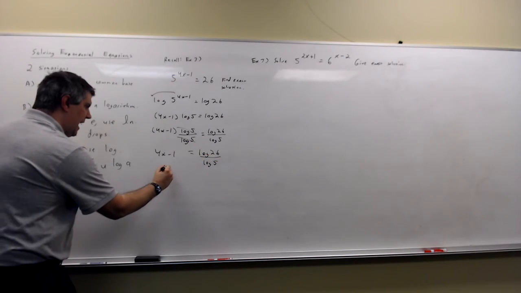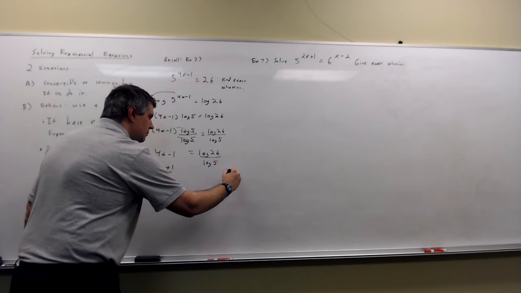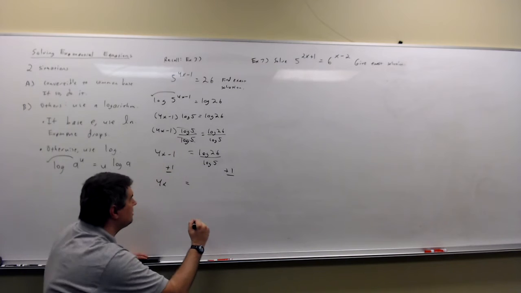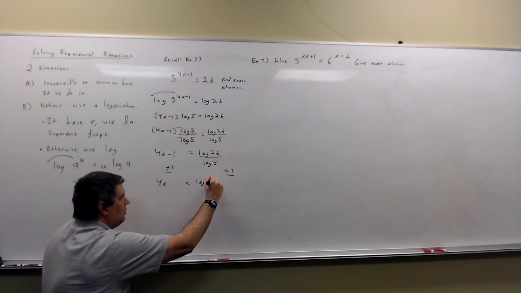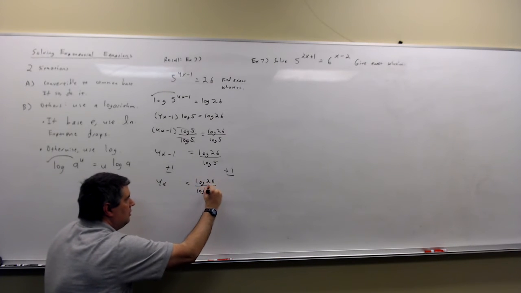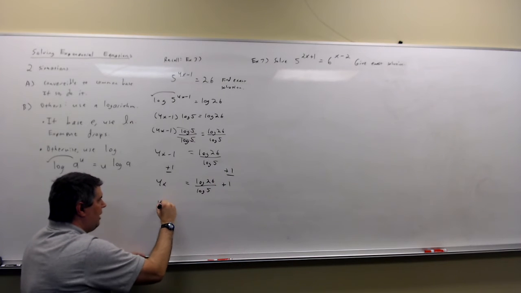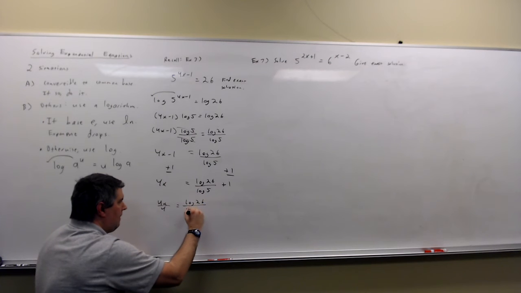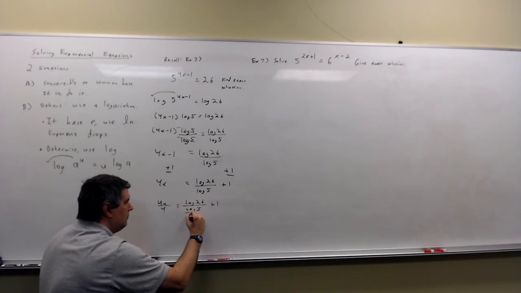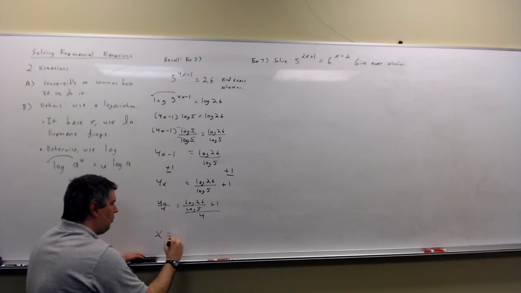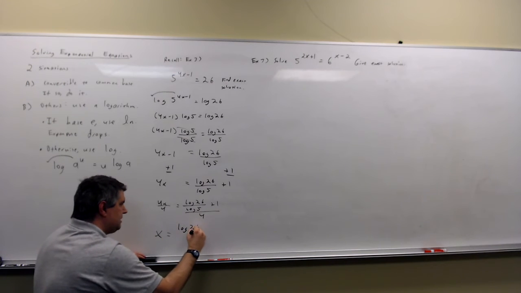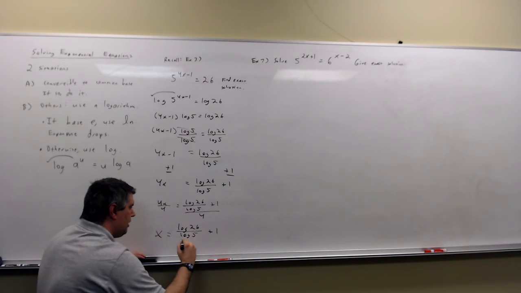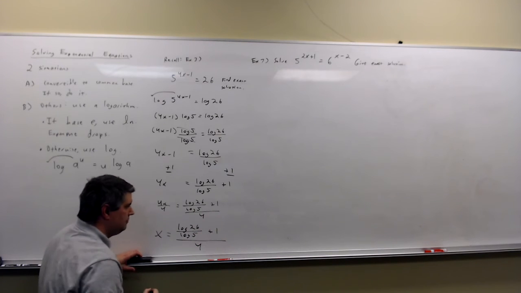Next thing I did was add my 1. I had 4x equals log 26 over log 5. And then divide off the 4. So x equaled log 26 over log 5 plus 1, all over 4.